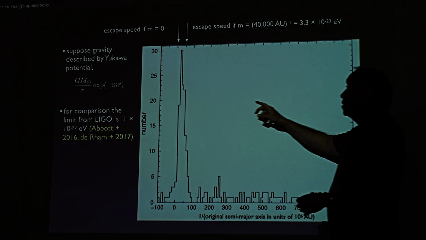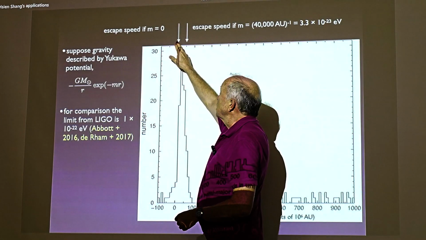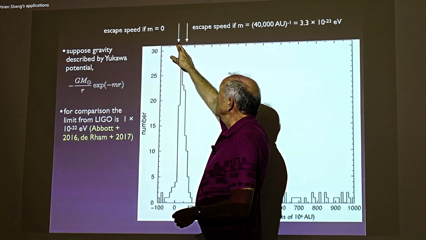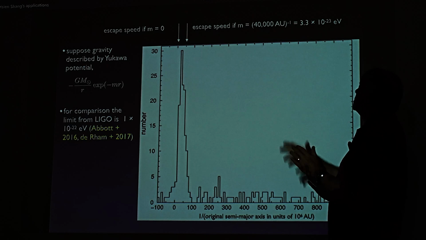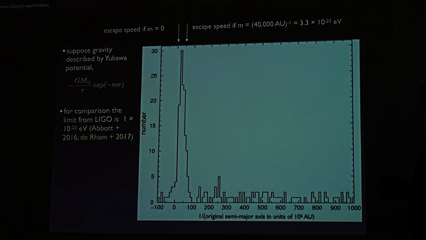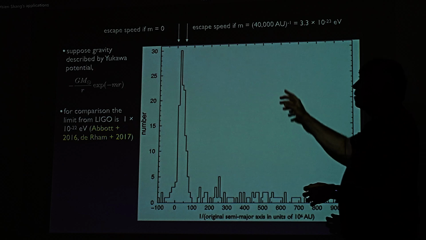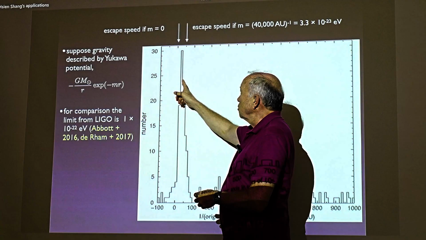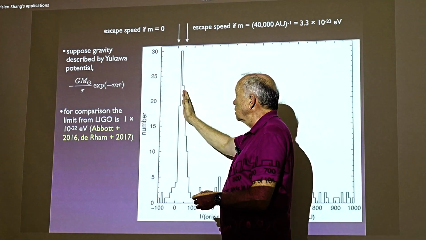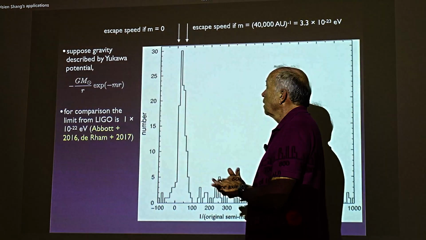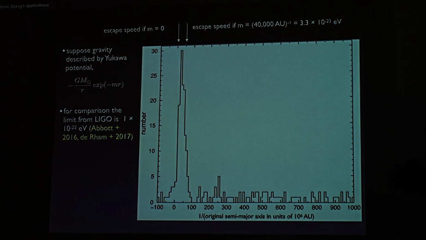And what I've plotted here is two arrows. One is the escape speed if the mass of the graviton is 0. This is the escape speed if the mass of the graviton is about 3 × 10 to the minus 23 electron volts. If this were true, then everything in the Oort spike would be on unbound orbits because it would have a gravitational energy that was bigger than the escape energy. That seems pretty unlikely, and so this gives an upper limit to the mass of the graviton.